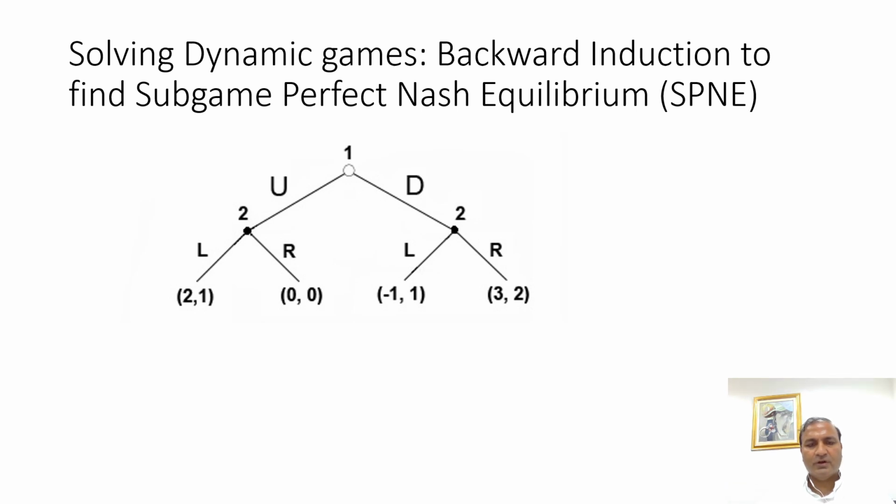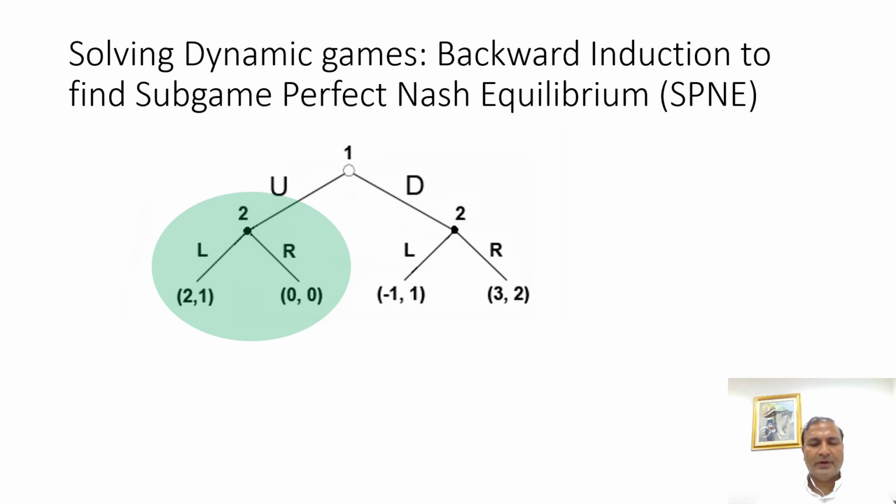But now when we solve it backward, we start from player number 2. We first find out what is the best strategy or best action for player 2, and we have to solve it for all the possible situations. So we have to solve the game for player 2 here, and we also have to solve the game for player 2 here. Let us start here.